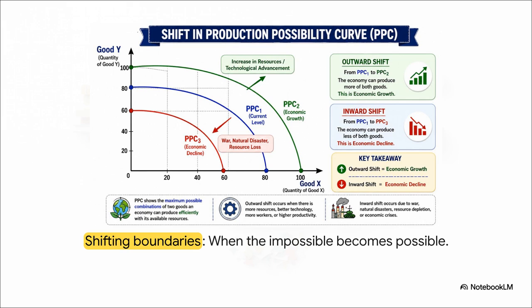See that green line PPC2? That is an outward shift. That represents real economic growth. Suddenly, the impossible actually becomes attainable. But rather ominously, the red line, PPC3, shows an inward collapse, which is when an economy's capacity drastically shrinks.